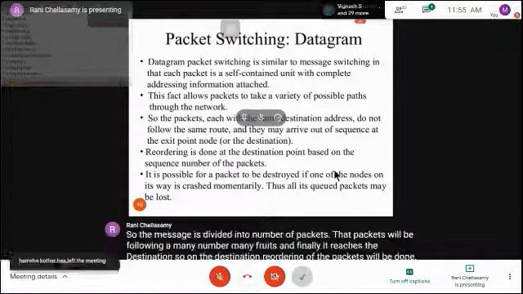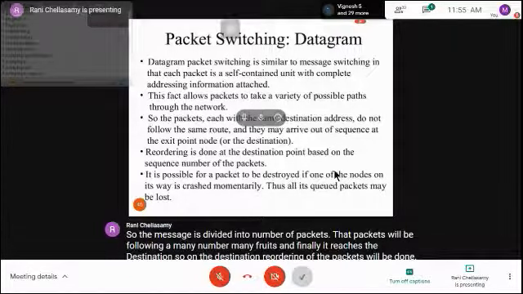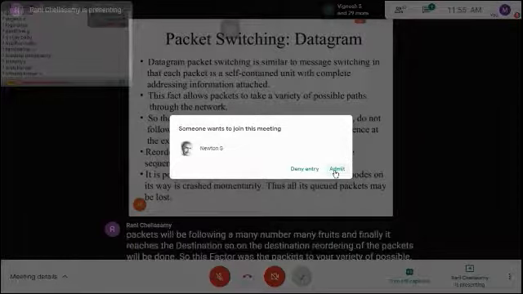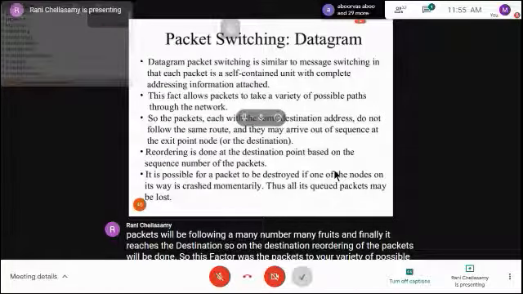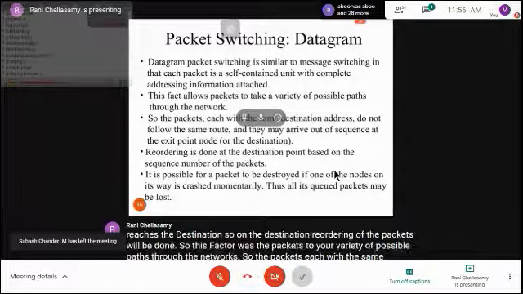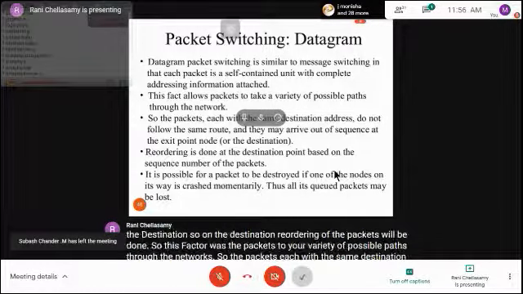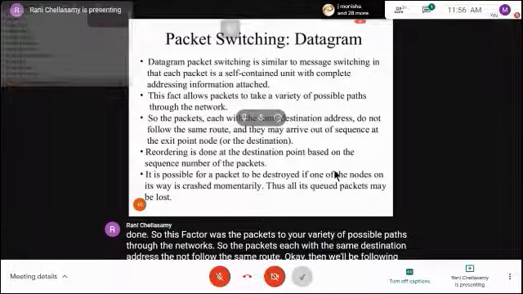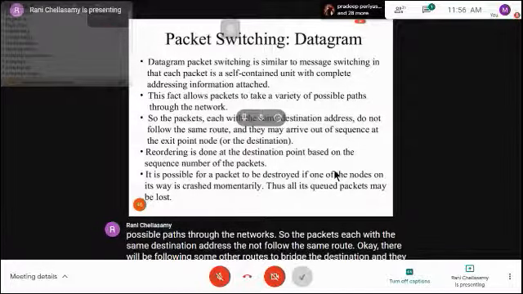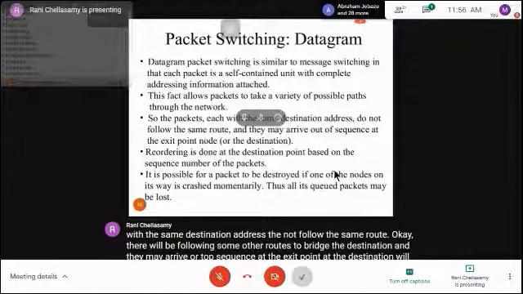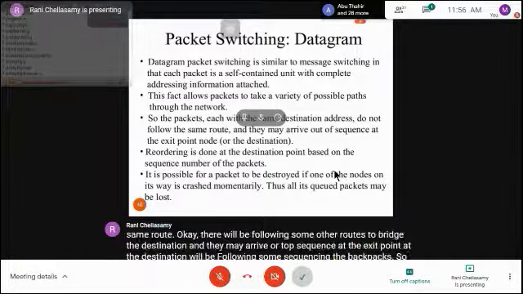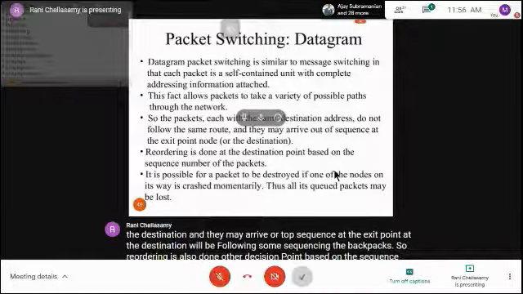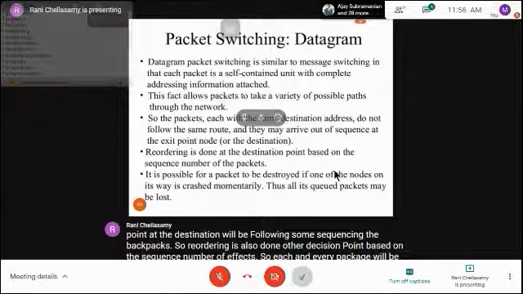So the packets, each with the same destination address, do not follow the same route. They will follow different routes to reach the destination, and they may arrive out of sequence at the exit point node. Reordering is done at the destination point based on the sequence number of the packets. Each and every packet will be assigned a sequence number. Based on the sequence number, reordering will be done at the destination point.